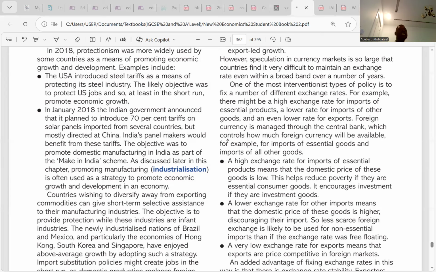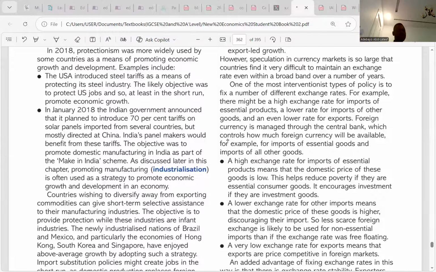In January 2018, the Indian government announced that it planned to introduce 70% tariffs on solar panels imported from several countries, but mostly directed at China. India's panel makers would benefit from these tariffs. The objective was to promote domestic manufacturing in India as part of the Make in India scheme, by promoting industrialization. So it is still about import substitution.